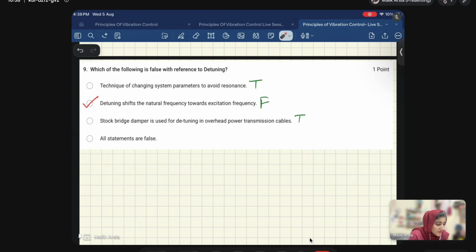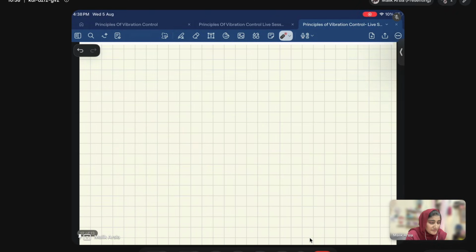Now the third option is stock bridge damper is used for detuning in overhead power transmission cables, which is also correct, that we are using the stock bridge damper in transmission cables for detuning purposes. So option 2 is the only incorrect option here. That would be our correct option for this question. I hope that is clear.